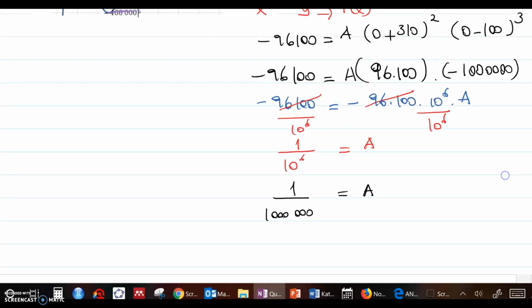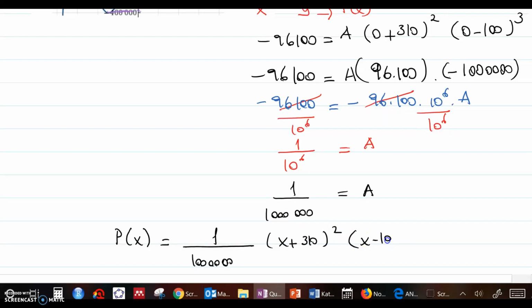Then our polynomial will turn out to be 1 over 1,000,000 times x plus 310 squared times x minus 100 cubed.